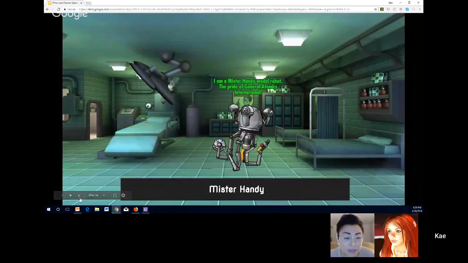Okay. This is Mr. Handy. So Mr. Handy is a robot that you can actually employ in your game. And Mr. Handy does everything. He cleans after you. He cleans the vault room. He will take care of your babies. He will give you food and water. That's what he is. But if you notice right there, he introduced himself and said, I'm the pride of General Atomics International. So he's associated with the US government, the same people who released the atomic bomb in the storyline. Okay, next.